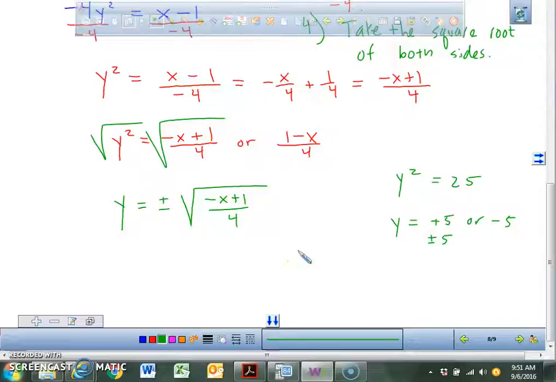Then we're going to simplify it even more. I know. That's why it's in your journal.